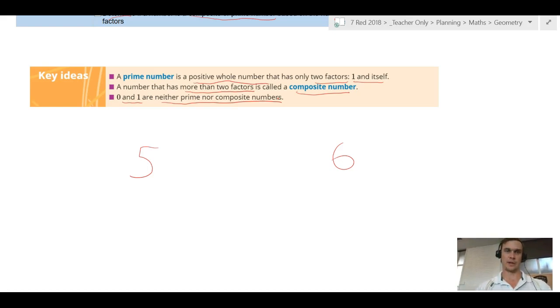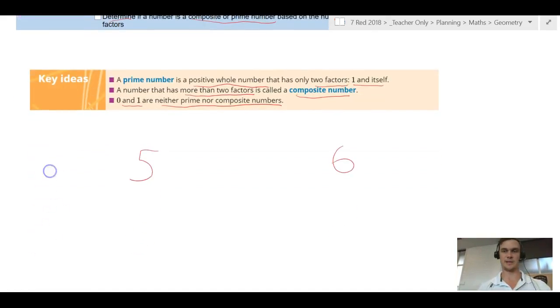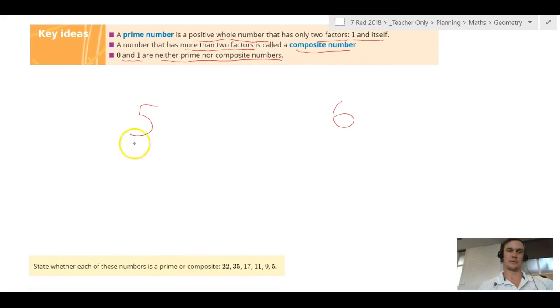Now let's do an example. So we know the difference between a prime number and a composite number. I've got two numbers, 5 and 6. Now what you want to do is see if these are prime or composite numbers. So we're going to start with 5 and list the factors of 5. Now the factors of 5 in ascending order are 1 and 5. And if I did the factors of 6, I'll have 1 and itself, so 1, 2 times 3, so I'll have 1, 2, 3, and 6.